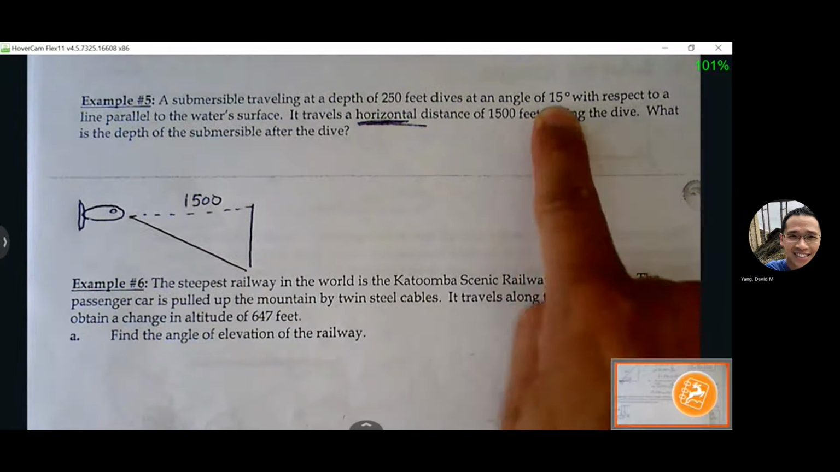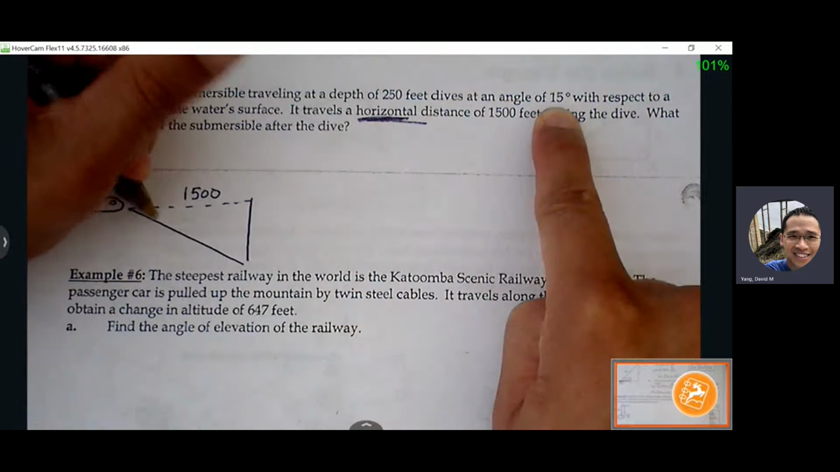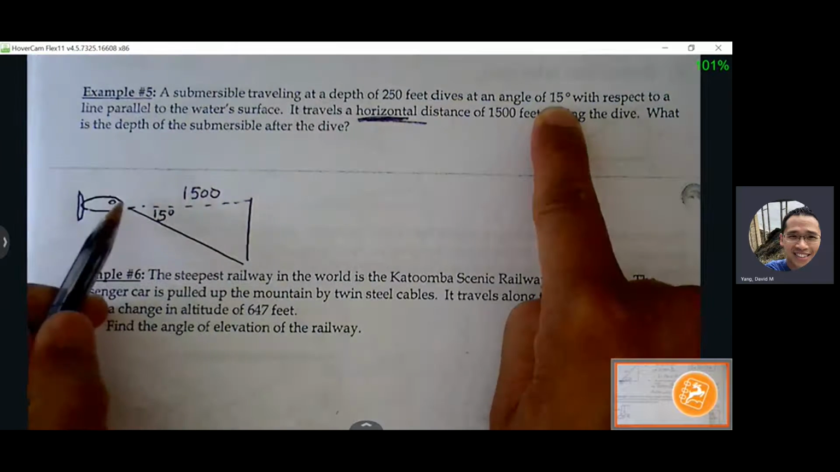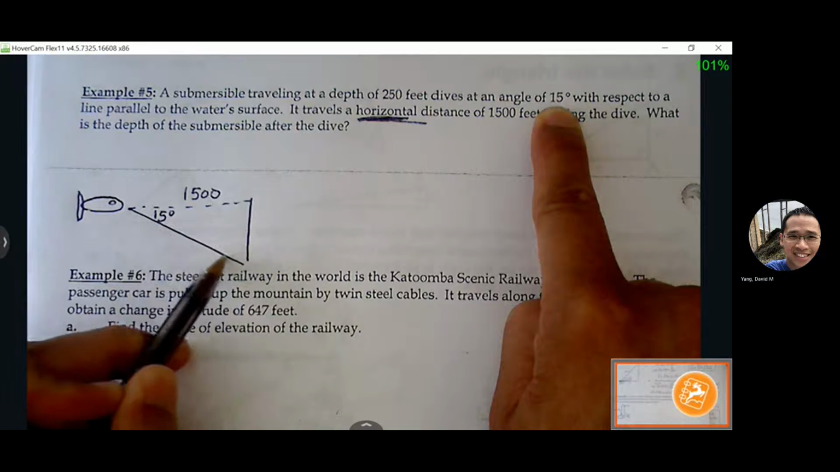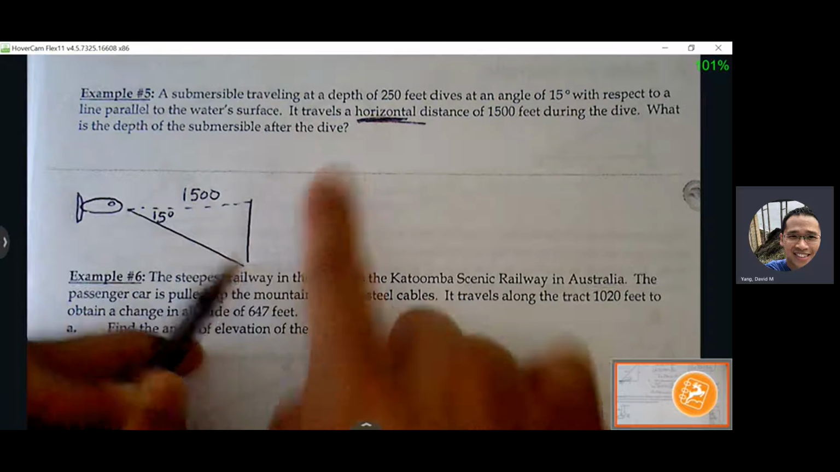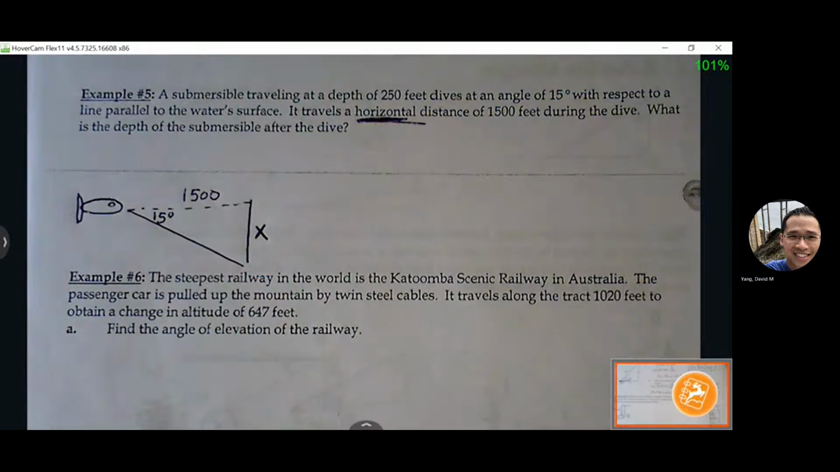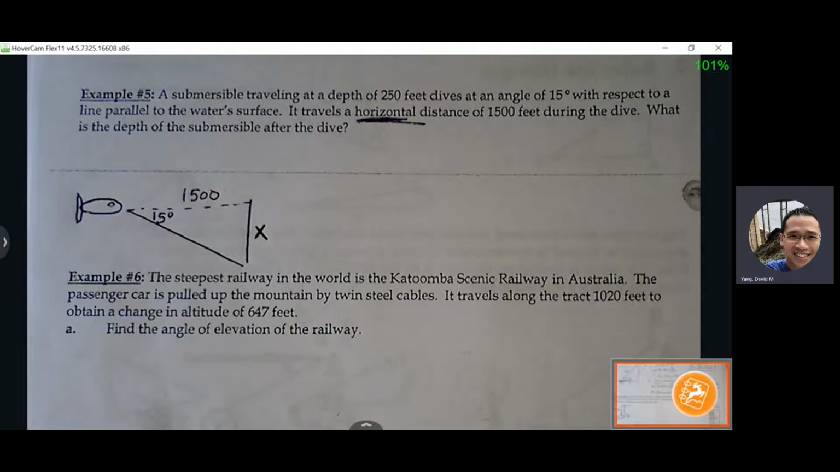Okay. Angle of 15 degrees with respect to the parallel line. So we know it's 15 degrees. The submarine is actually going to be taking this route, and it wants to know what is the depth of this submersible after the dive. So we're going to find this depth. Okay, let's solve for x, and then let's worry about that 250 feet.